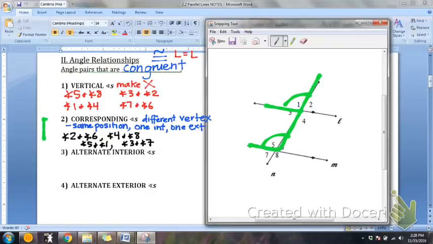And off to the left, I'm going to put a big F, in case that's the letter you would like to use to help remember it. If you just want to remember one's on the inside, one's on the outside, do you guys understand what I mean by inside and outside?